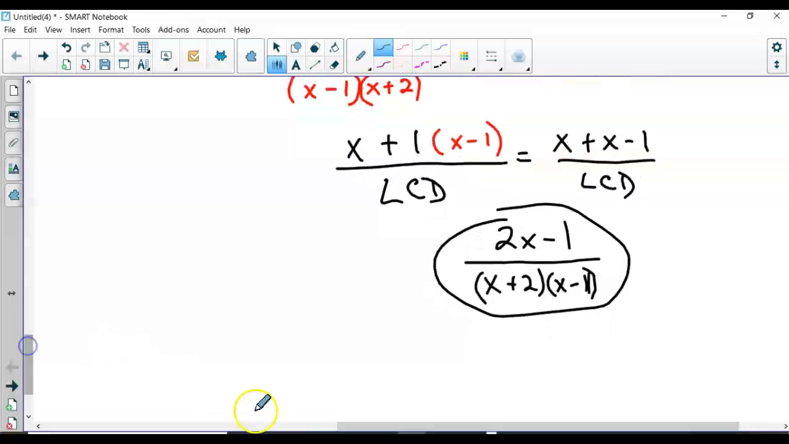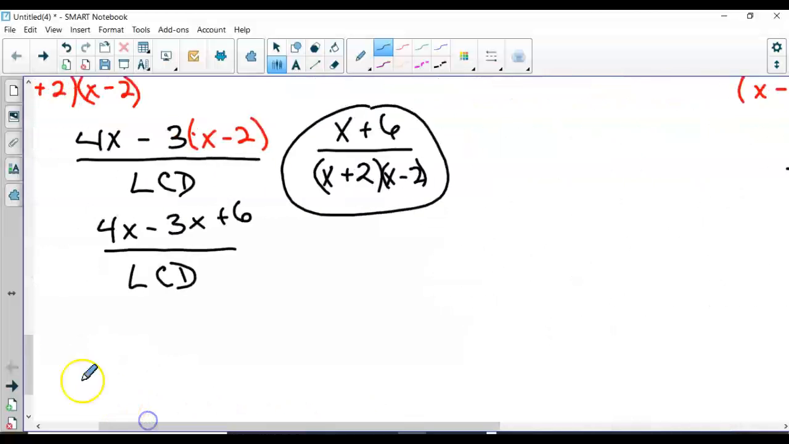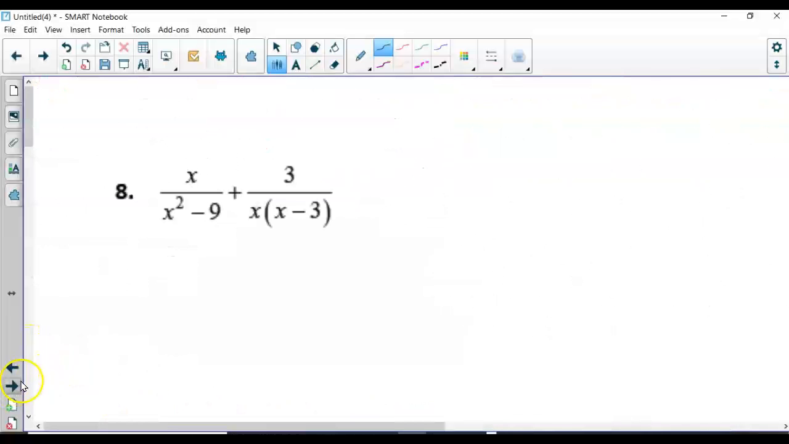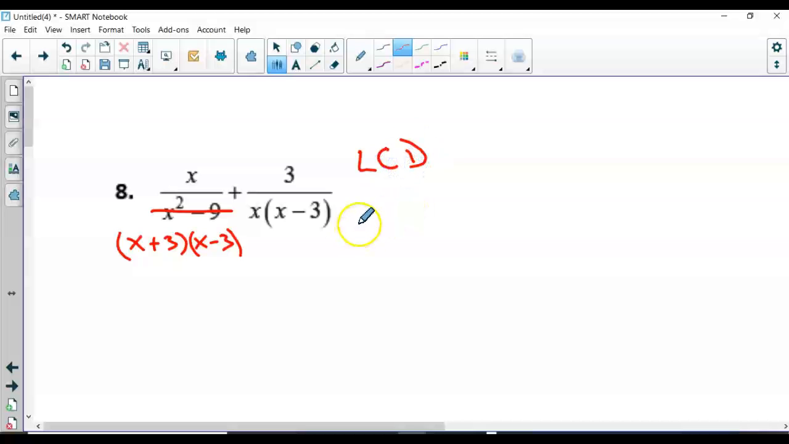So let's scroll on down. Scroll back over. And okay. So now let's take a look at number 8. We need to go ahead and find our LCD, but we need to go ahead and factor first. This one's already factored, so we're good with that. This one is x plus 3, x minus 3, and that will allow us to find the LCD.